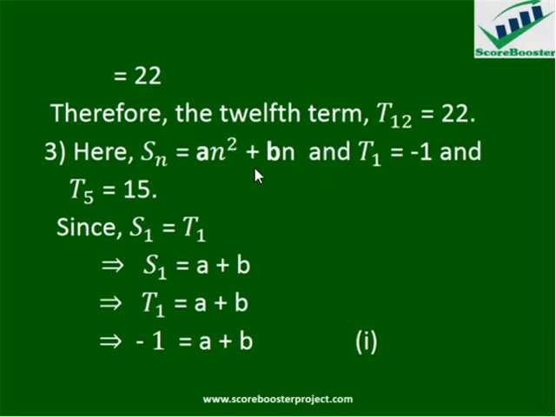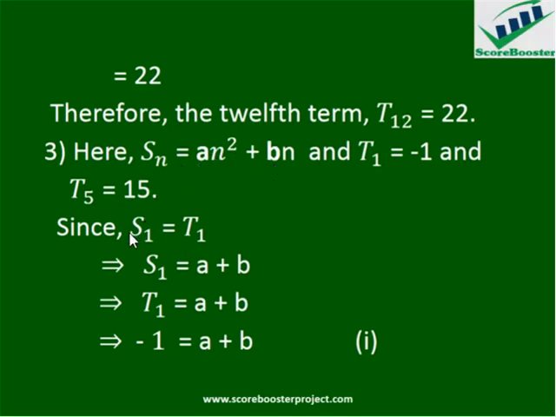So now we move to the third question. In the third question, the sum, that is the series of a particular sequence, is given as an squared plus bn, but we don't know the values of the constants a and b. Also, in the question, we are given the first term to be -1 and the fifth term to be 15. So we are now asked to obtain the values of the constants a and b.